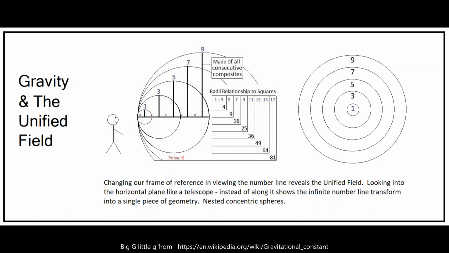Big G, the gravitational constant seen throughout the universe, would likely be more relevant to the concentric circles seen from the perspective of looking through the number line, as this person is here. In one aspect, big G would be the sum of infinite squares. We now have seen the weak force, the strong force, the electromagnetic force, and gravity as different geometric expressions of one whole. These concentric circles hold our infinite number line, transformed into a single piece of geometry, the unified field.